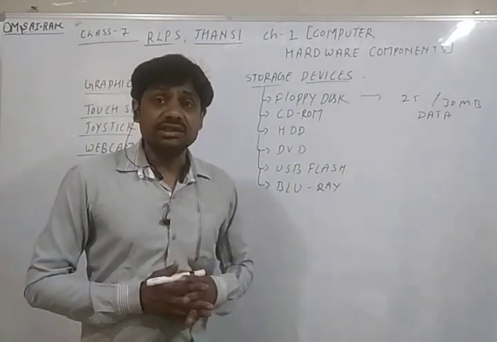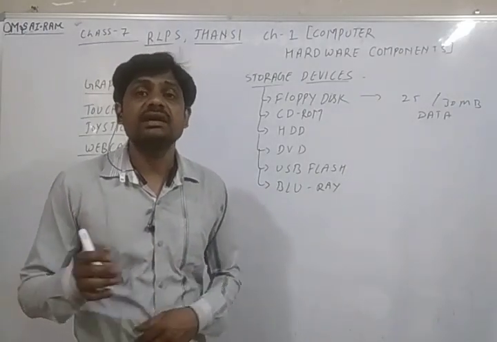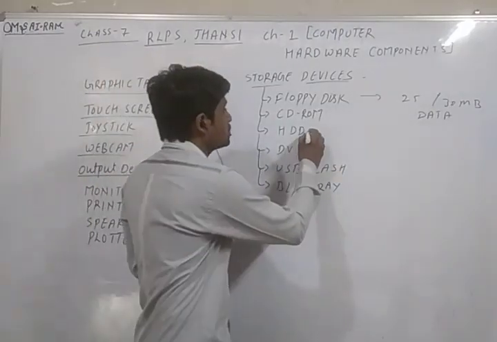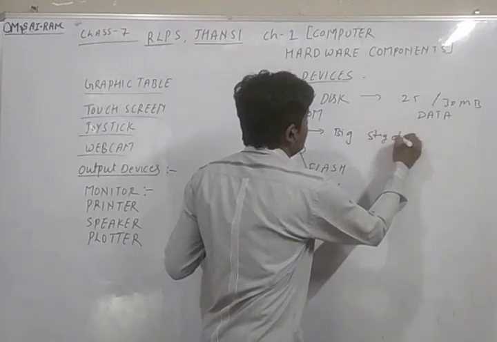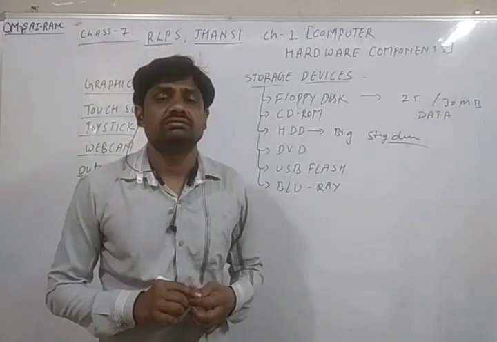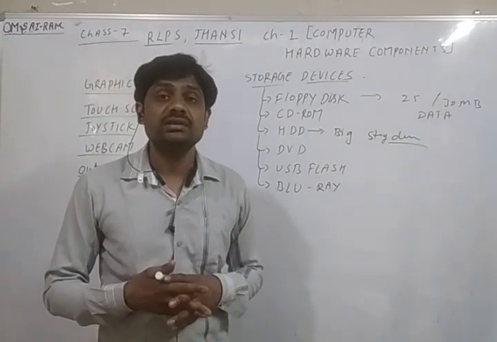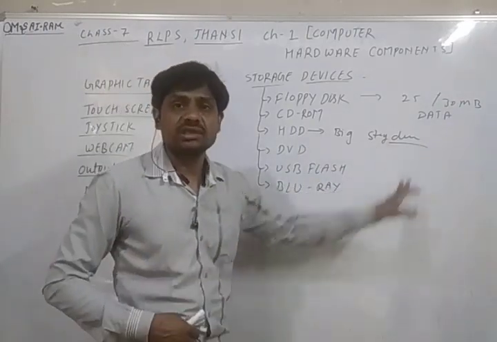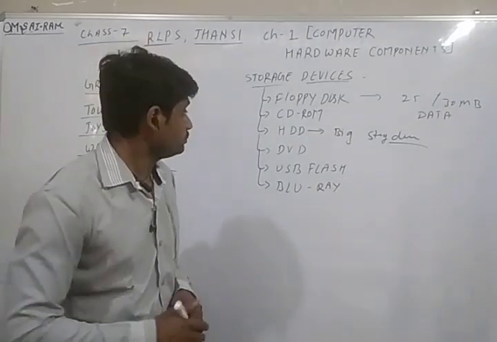Next is HDD, means hard disk. You know, everybody, the hard disk is inside the computer. Hard disk is a very big storage device. It stores our data, 500 GB, 1 TB. So it is the biggest storage device, and it is also a permanent storage device, right?